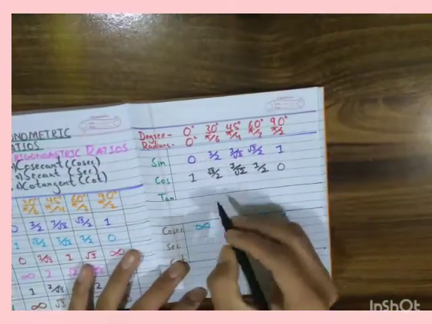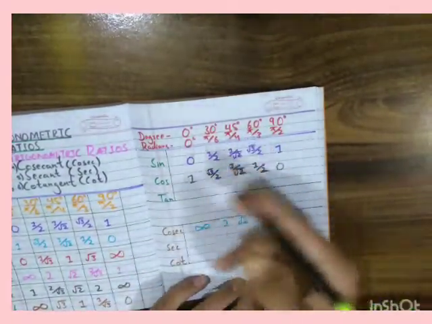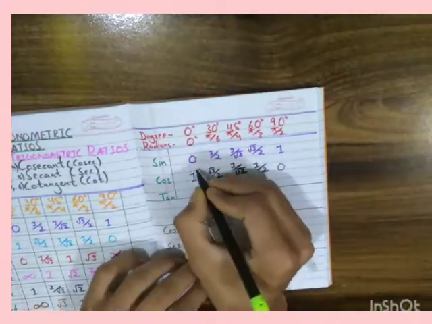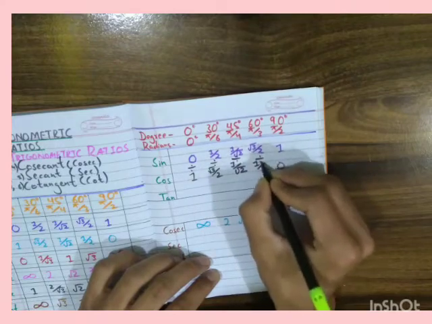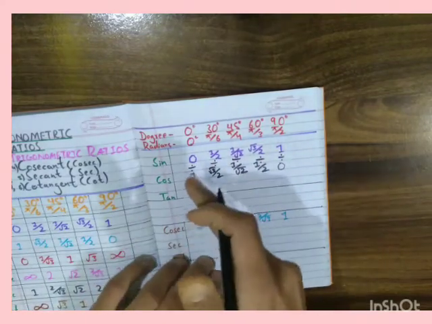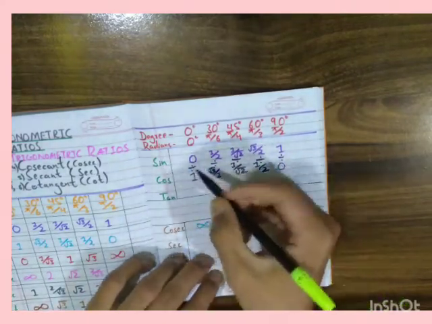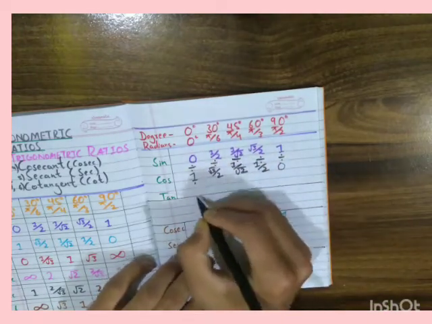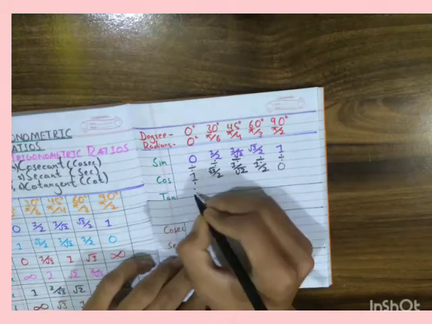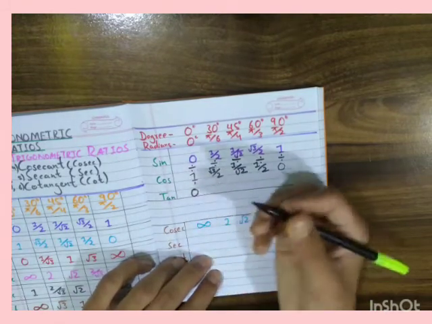to find the values for tangent. To find the values of tangent for these different angles, you should divide these values. For example, 0 divided by 1 is what? 0. Any number divided into 0 is 0, right? So the value is 0. 0 divided by 1 is 0.